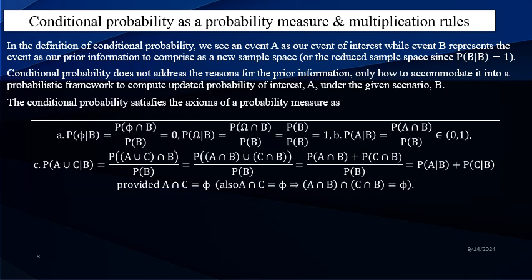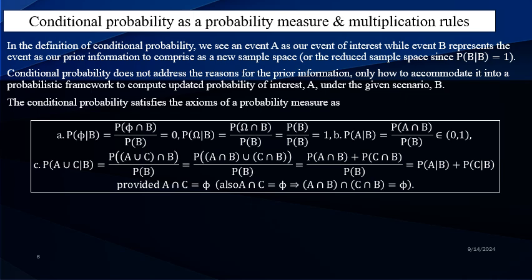Intersection is phi. Intersection of phi with B is what? Phi. And what is the probability of phi? 0. So 0 by something. One more thing is that in the definition, which I haven't mentioned, the probability of B, through which you are introducing conditioning, must always be non-zero. You should remember that if there is a zero probability, you can't define conditional probability.